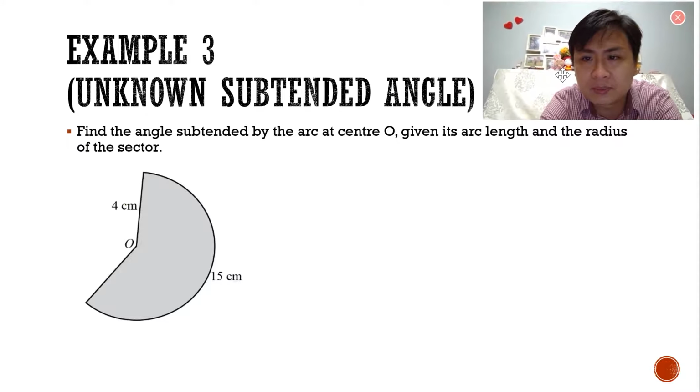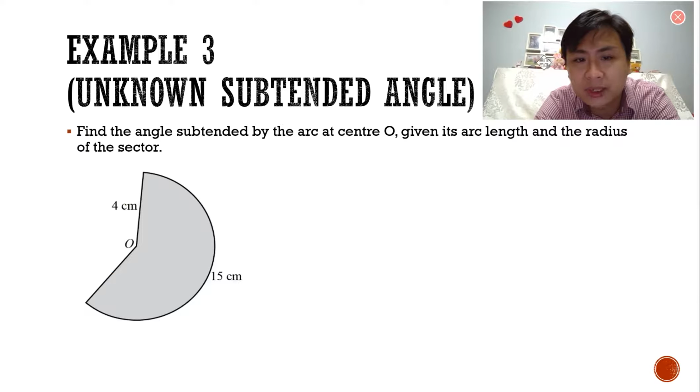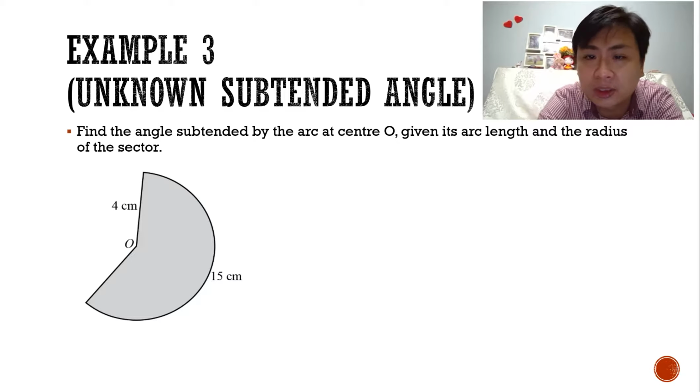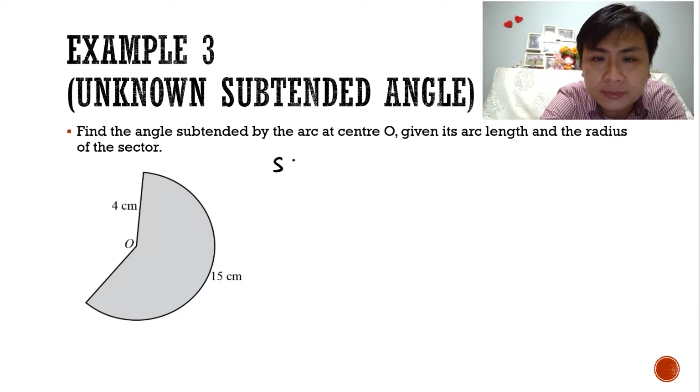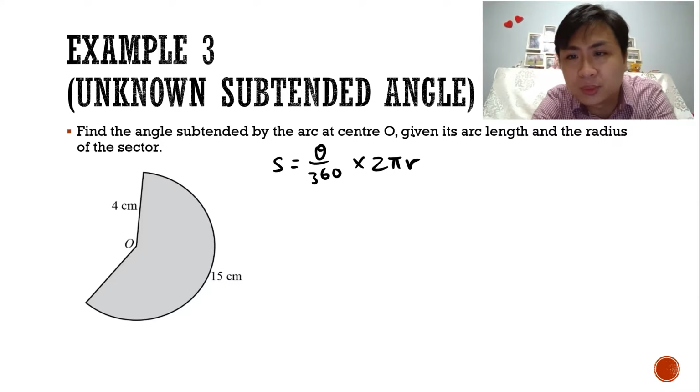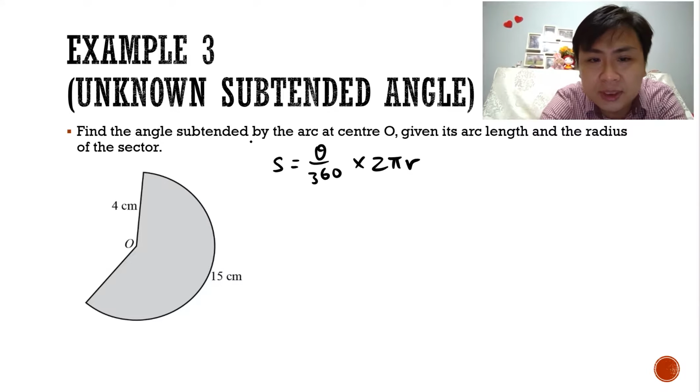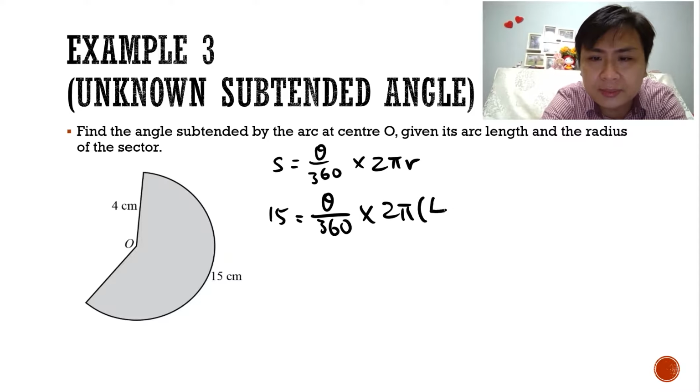Okay, in this example, we are supposed to find the unknown subtended angle, right? Given the arc length as well as the radius of the circle. So same thing, we'll apply our formula. Write down your formula. Okay, again, we will fill in the given values. So the arc length is 15. Subtended angle is unknown. We'll leave it as it is. And the radius is 4 cm.